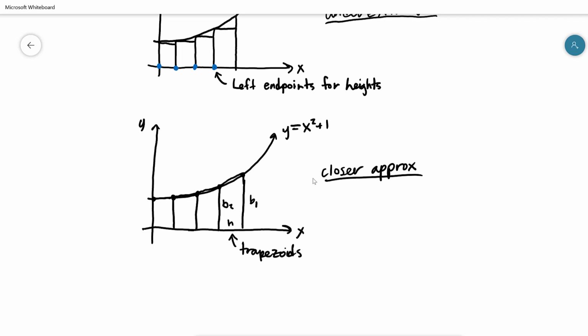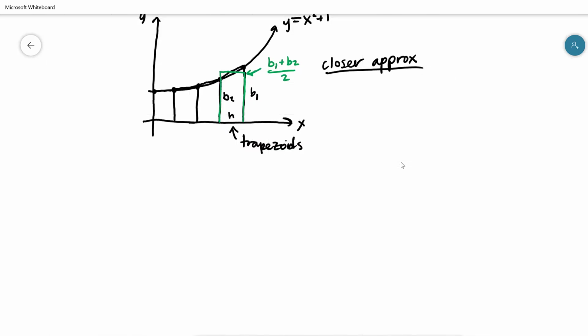Effectively, it's the same as doing this shape. So let's do it in green. It's the same as if I were to take this shape, where the height, this distance that we're using here, is B1 plus B2 divided by 2. So we could do it with rectangles like that. In this case, we're basically taking half the weight of all the left endpoints, half the weight of all the right endpoints.